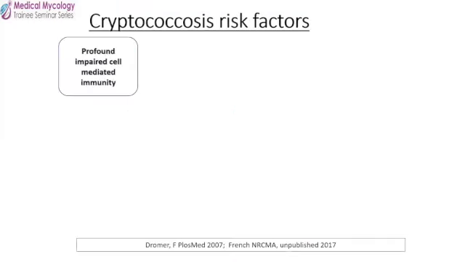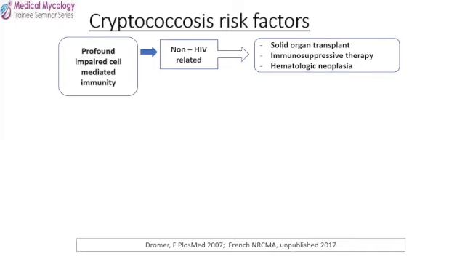So looking at the risk factors of cryptococcosis, as I mentioned earlier, it's mostly found in people with profound impaired cell-mediated immunity. Looking at our discussion of today, we have two groups of people: non-HIV related cryptococcosis that we'll find mostly in solid organ transplant patients, patients on immunosuppressive therapy, as well as those with hematologic neoplasia.